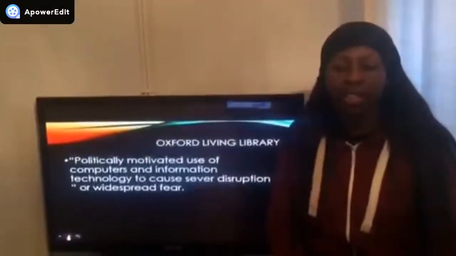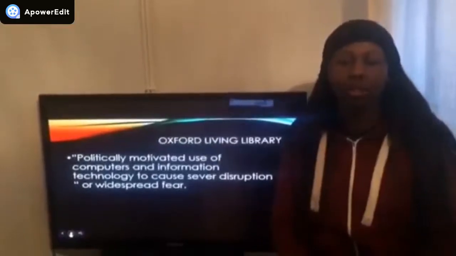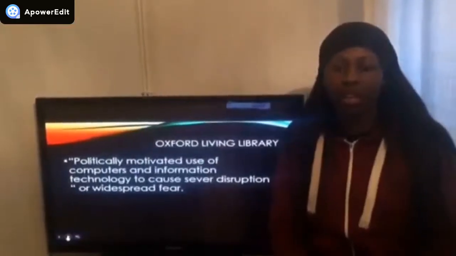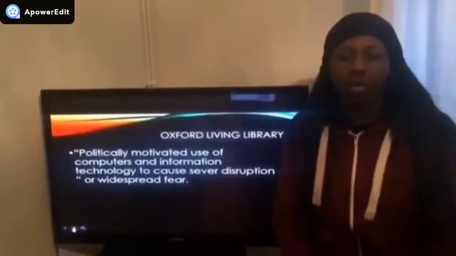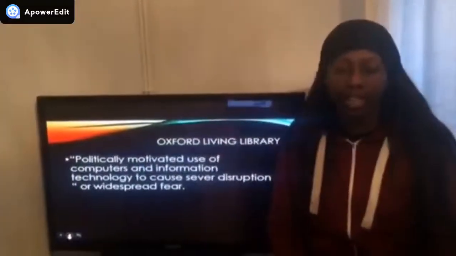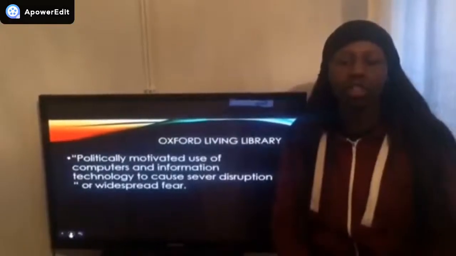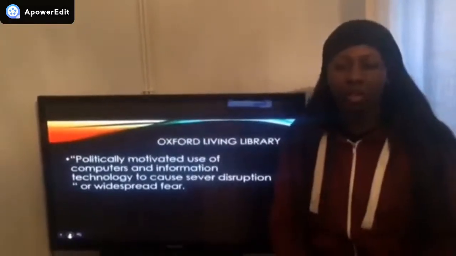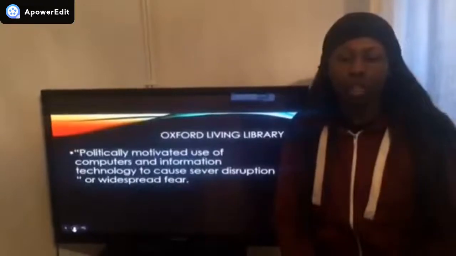Oxford Living Library states that it's the politically motivated use of computers and information technology to cause severe disruption or widespread fear. What do I think?